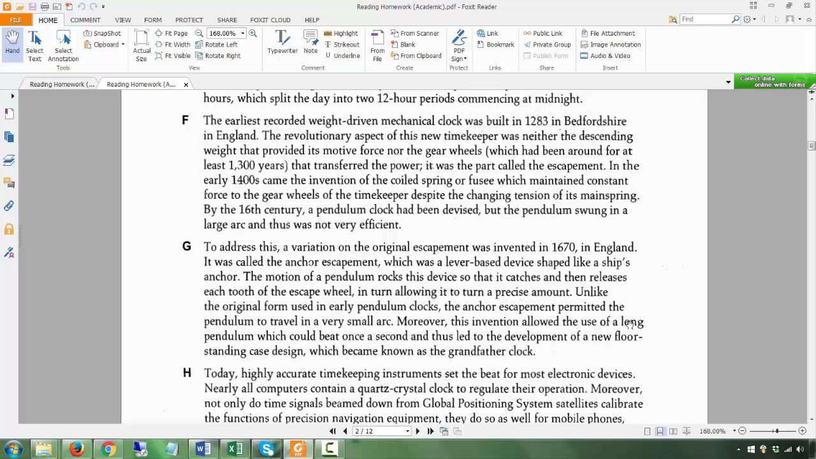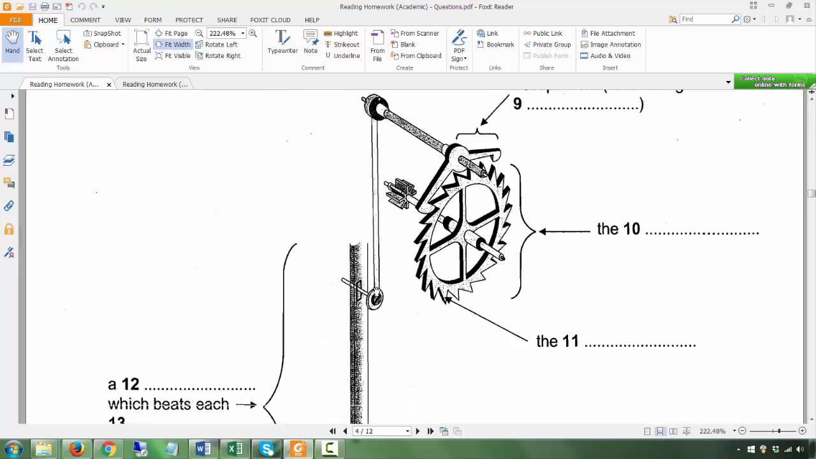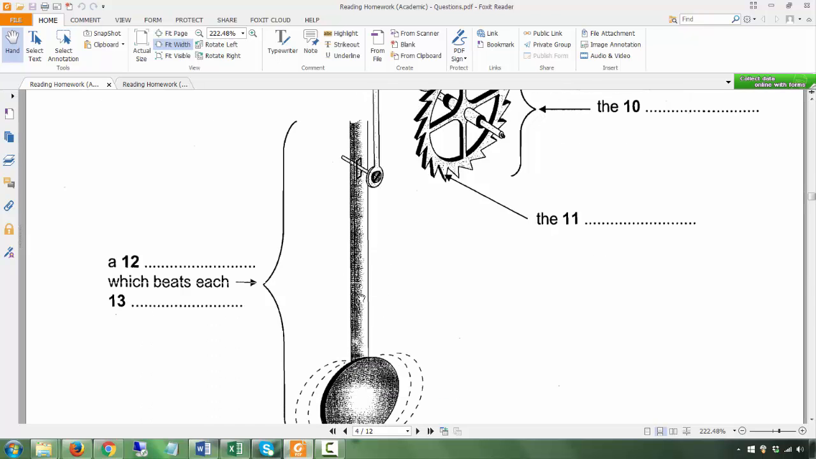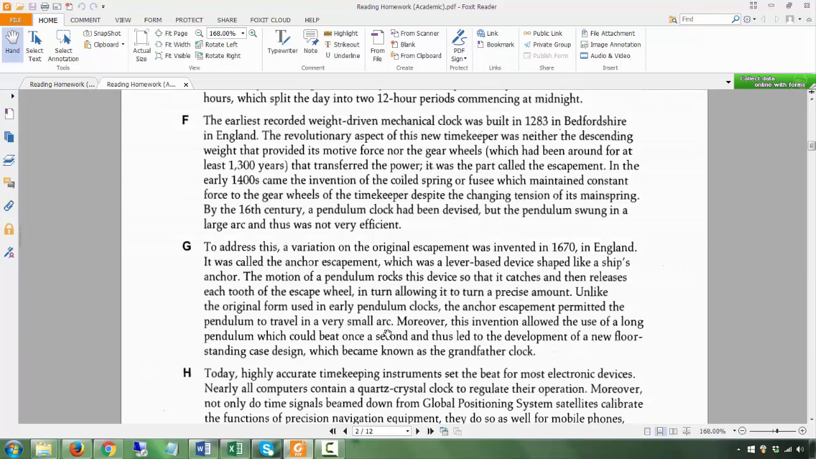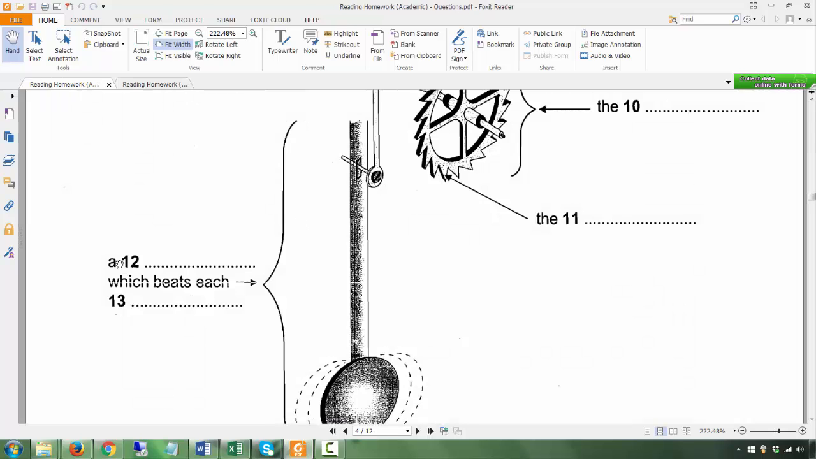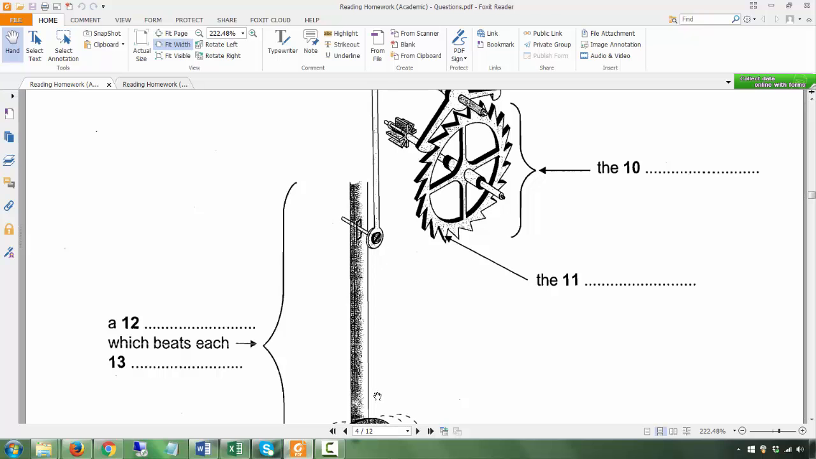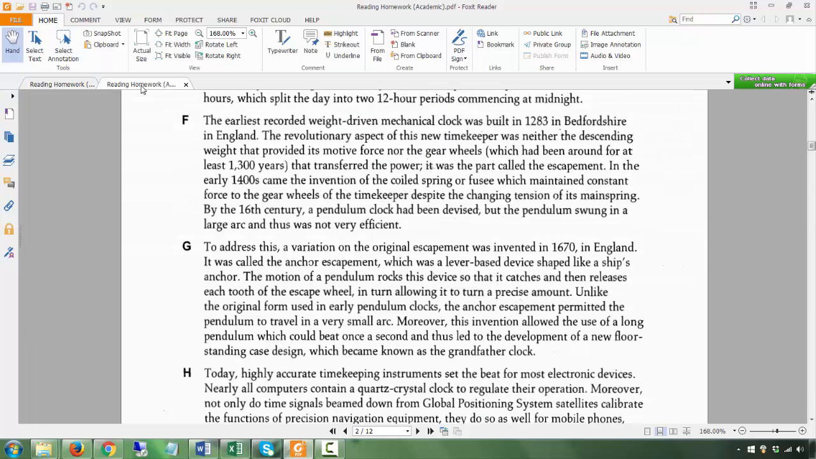Moreover, the invention allowed the use of a long, this is a long thing, right? A long pendulum which could beat once a second. So a long pendulum, you can put long pendulum or you can put pendulum, okay? Which beats each meaning already once, right? Each what?